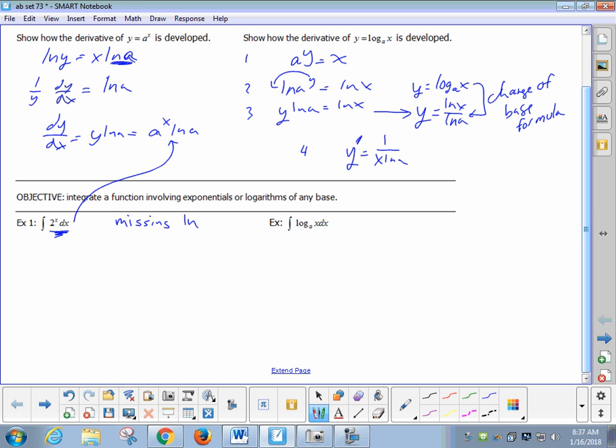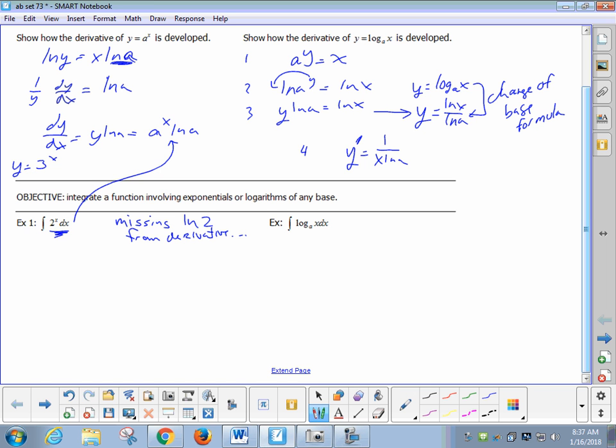Missing natural log of 2 from the derivative. Well, what do you think is a workaround for that? Can I just bring in a natural log of 2? Actually, let's pause here just a second. I'm not sure we're 100% with it. Before I go back to this, let's do a couple quick ones.